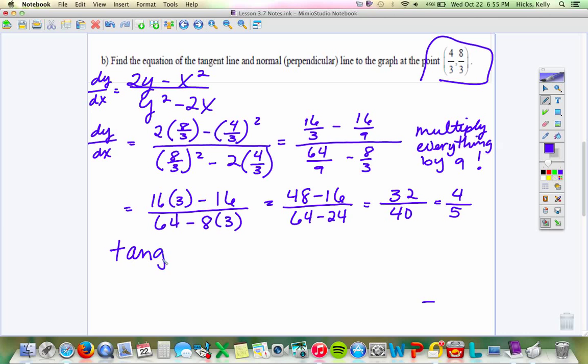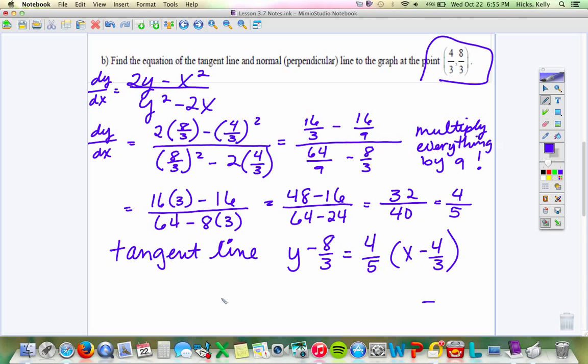Okay, so the equation of the tangent line, they've already given us points, and we get y minus 8/3 equals 4/5, that's the slope, times x minus 4/3. And the equation of the normal line, or the perpendicular line, would simply be y minus 8/3 equals negative 5/4 times x minus 4/3.